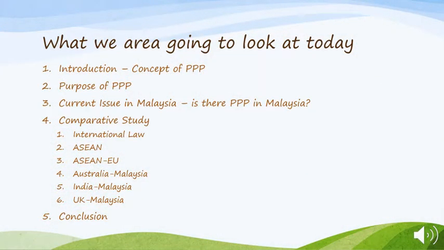Today we are going to look at 5 things. First, introduction. Second, purpose of PPP. Third, current issue in Malaysia. Fourth, comparative study, looking at ASEAN with EU and also Australia, India, UK and Malaysia. And the last one is conclusion.